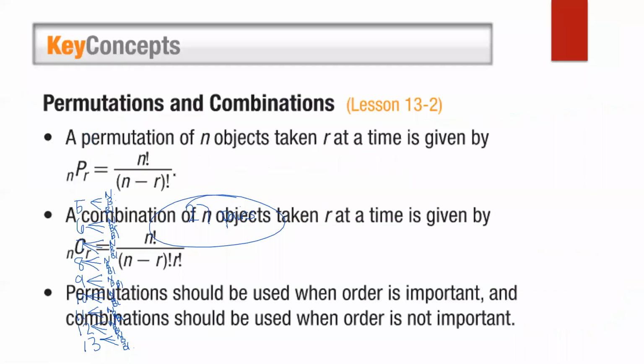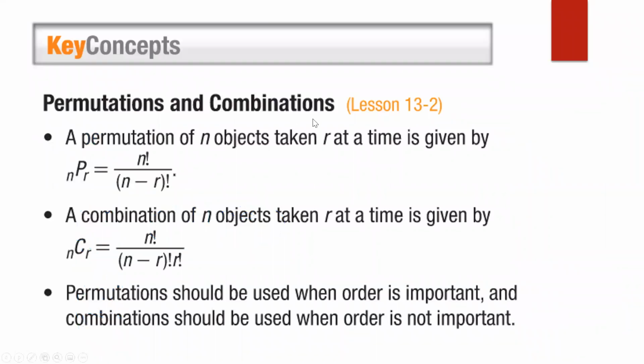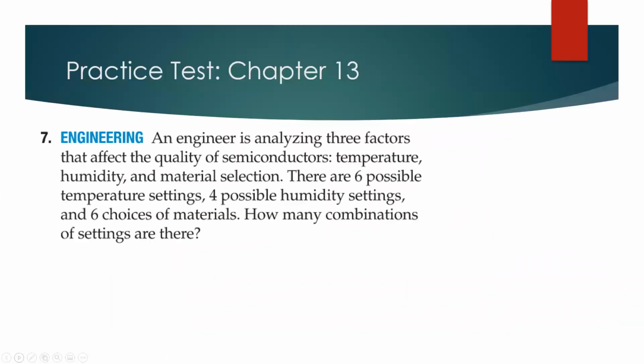All right, lesson 2 talks about permutations and combinations. A permutation of n objects taken r at a time is given by using nPr, where P is for permutation, and a combination of n objects taken r at a time is given by using this formula. Permutations should be used when order is important, and combinations should be used when order is not important.